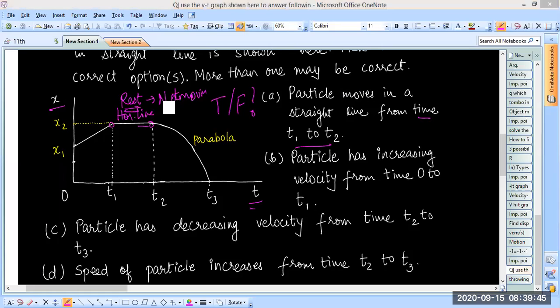Not moving, right? The correct answer is object is not moving. So this is definitely false. There is no question. This is definitely false.